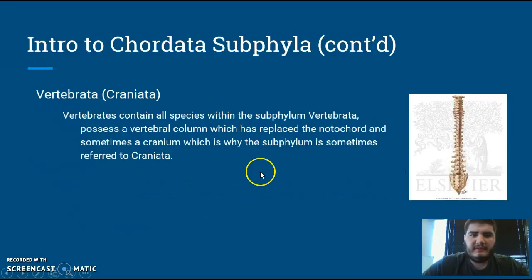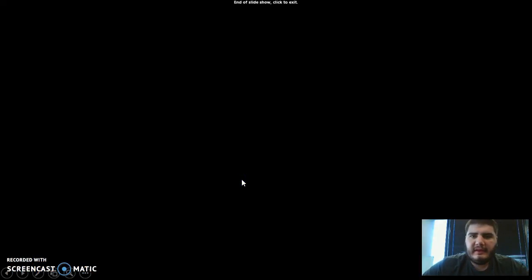And then we go into the Vertebrata, or the Craniata. Vertebrates contain all species within the subphylum Vertebrata, possess a vertebral column which has replaced the notochord, and sometimes a cranium is involved, which is why the subphylum is sometimes referred to as Craniata. And then here we go with the vertebral column, and we have spines too, so you know we're part of that. And that's the end of my part.